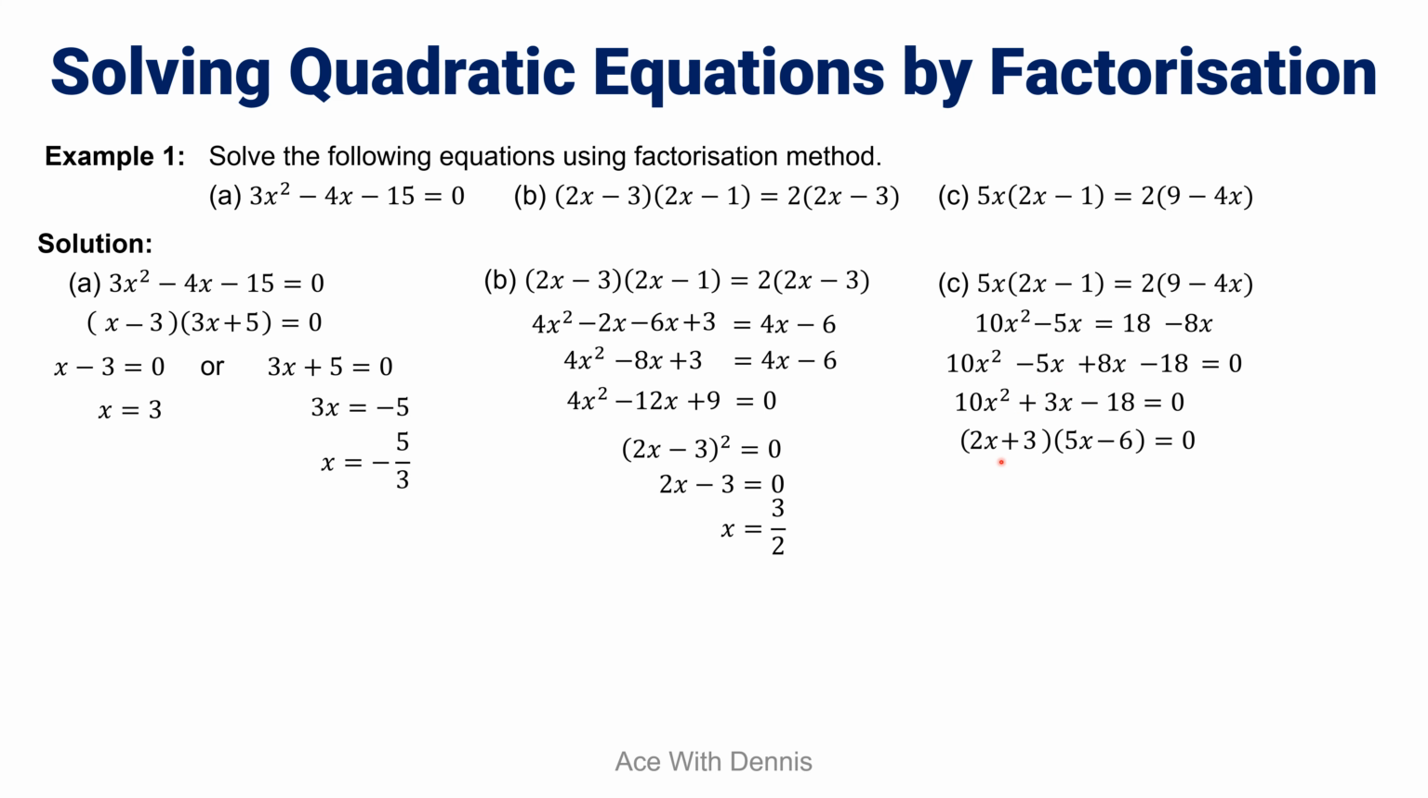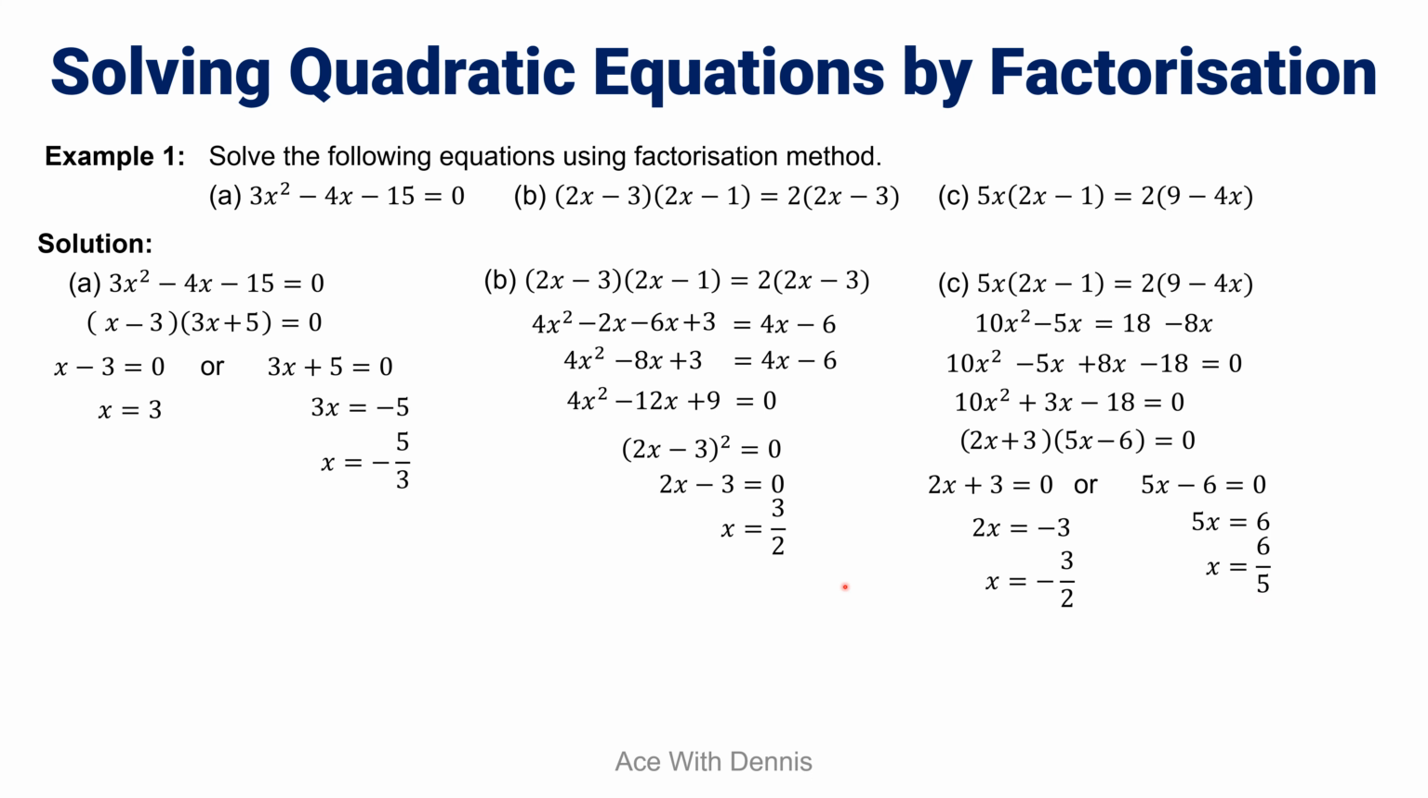Right, and from here, again, two numbers multiplied together give us 0. Either the first number is 0 or the second number is 0. So 2x plus 3 equal to 0 or 5x minus 6 equal to 0. So solve this equation. 2x equal to negative 3, x is negative 3 over 2. So for this one, 5x equals 6, x is 6 over 5. So this is the solution.